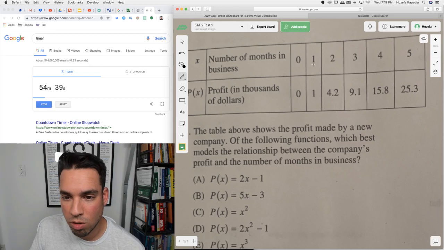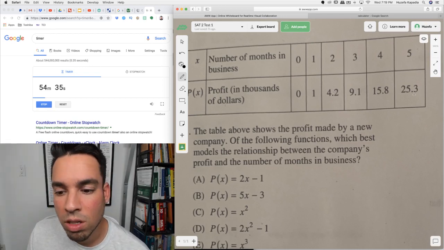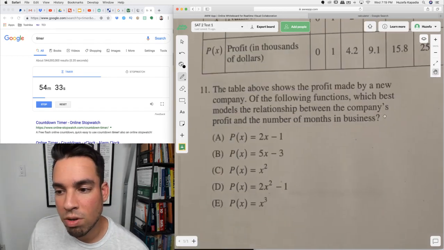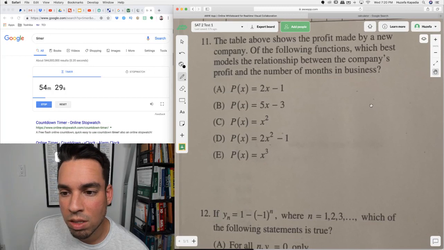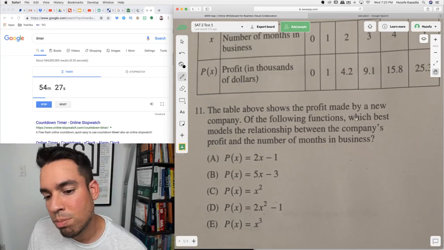Number of months in business, profit in thousands of dollars. So at 0 months, 0. Then 1 month they made 1,000. 2 months they made 4,200. 3 months 9,100. The table above shows the profit made by a new company. Of the following functions, which best models the relationship between the company's profit and the number of months in business?